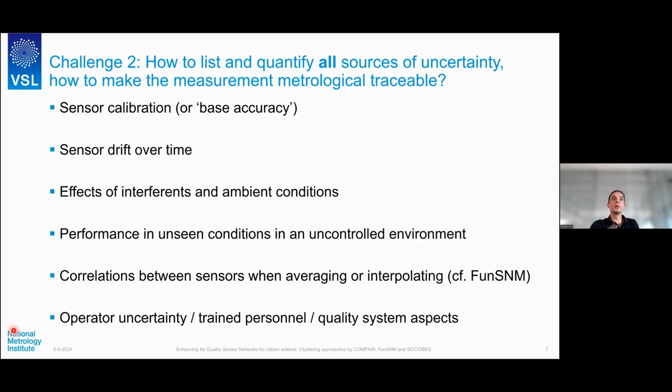Then, compared to the typical traceable measurements that we perform in the laboratory, there's the aspect of operator uncertainty and trained personnel, quality system aspects. Typically in metrology, or at least in labs, we have quality systems which specify that the operator should be trained, and it was also mentioned already in the last talk. In citizen science, there's not such a thing typically, so we have to incorporate an uncertainty for that in our uncertainty budget and uncertainty calculation, but it's a challenge how to do that.